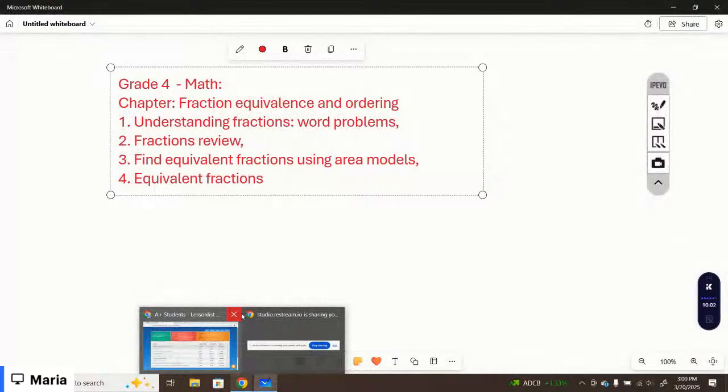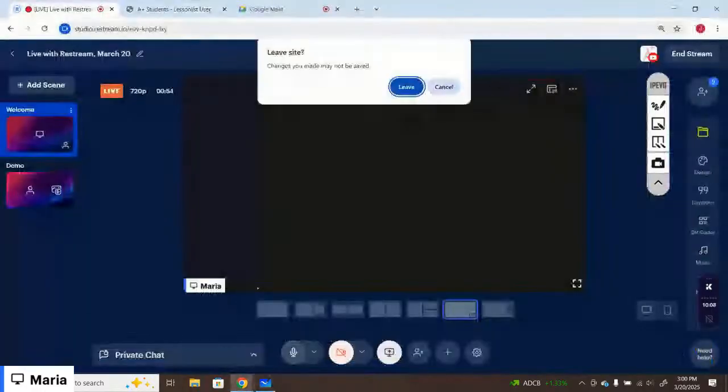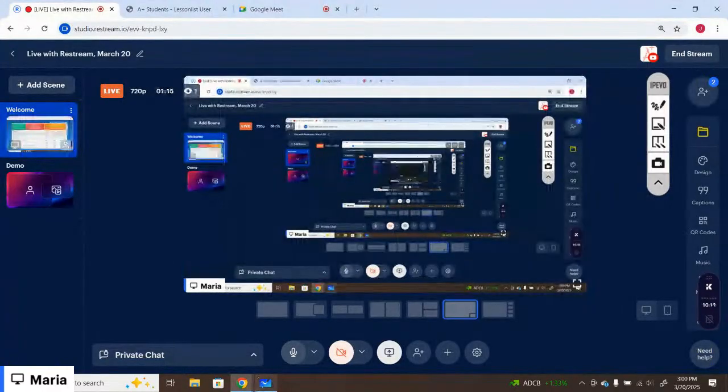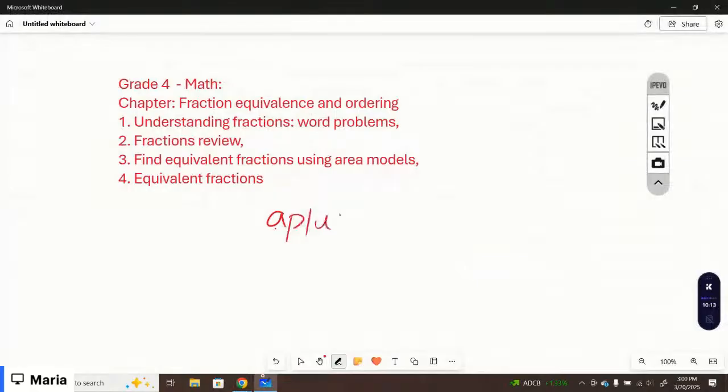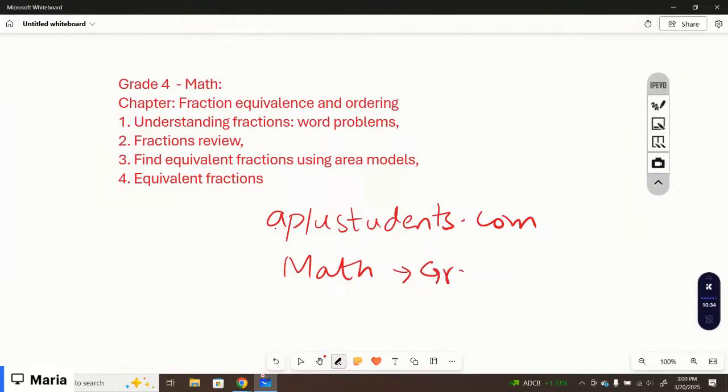Here for grade 4 math. You can find all the lessons on aplusstudents.com. You have to log in there using your email address and password as provided by the administrator. Then you have to select math from the subject tab, scroll down to grade 4 math, and then click on view all lessons. There you can find a list of the chapters.